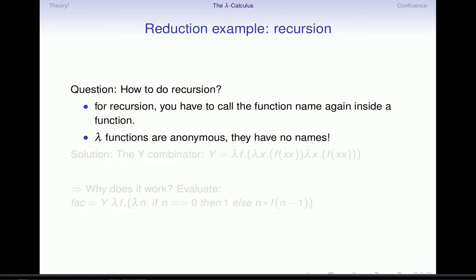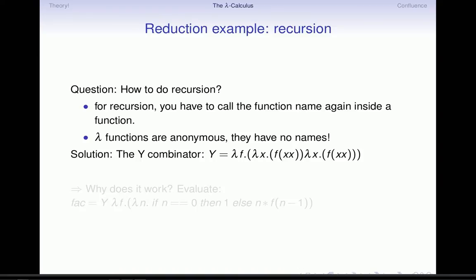Another question that might pop up: can I do recursion in the lambda calculus? And the answer is yes, you can. It's probably not straightforward to see that you can, because for recursion you have to call the function name again inside a function. However, lambda functions are anonymous, they have no names. How would you call the function name again if the function has no name? The solution to this is something called the Y combinator.